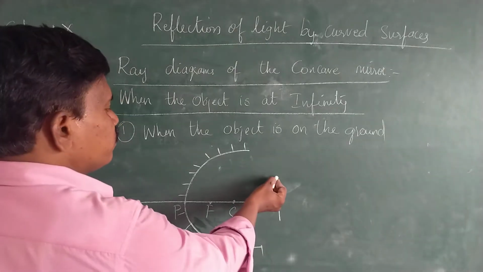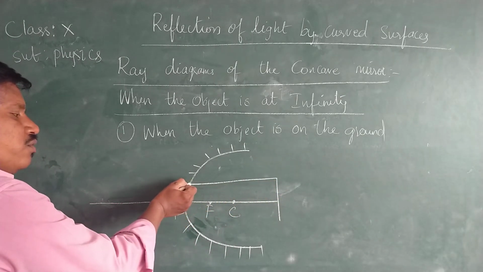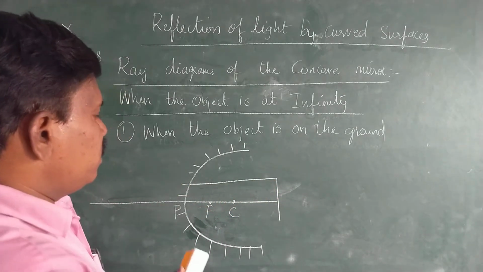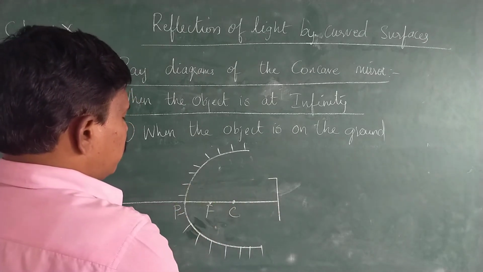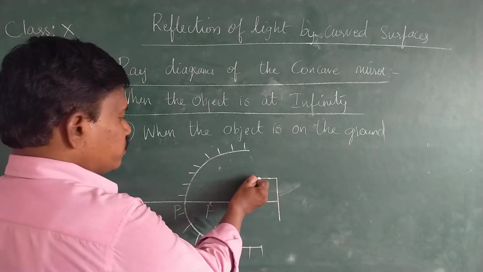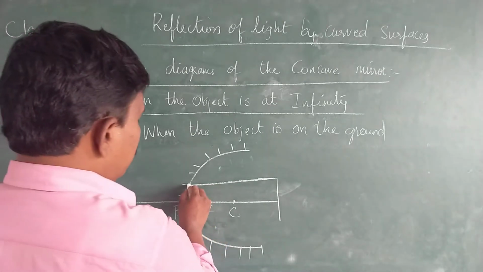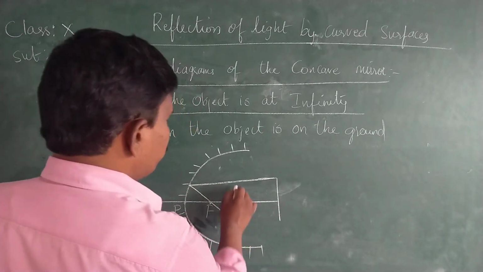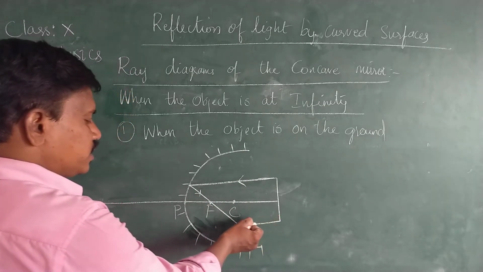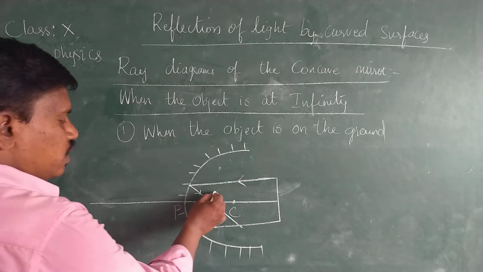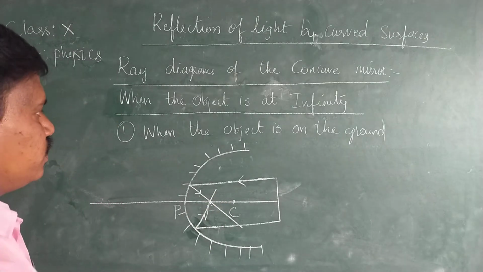That is the first rule. What is the first rule? Have you remembered the rules? Okay, first rule is that when the light ray travels parallel to the principal axis, after reflection it passes through the focal point.